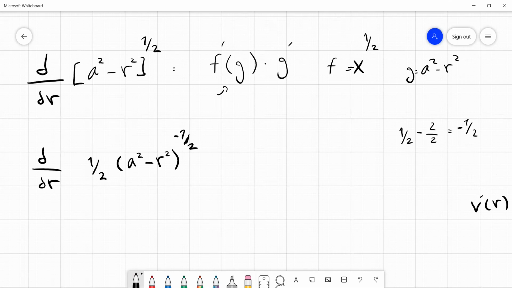Okay, but we're not done yet. Now we need to take the derivative of g, which is this one. And that would be 2a times minus 2r.